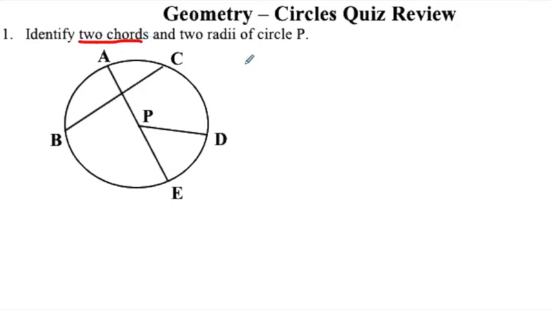for instance, BC and AE. Now please bear in mind AE is also a diameter, but don't forget that a diameter is a special type of chord. All it has to do is touch the circle at 2 points.